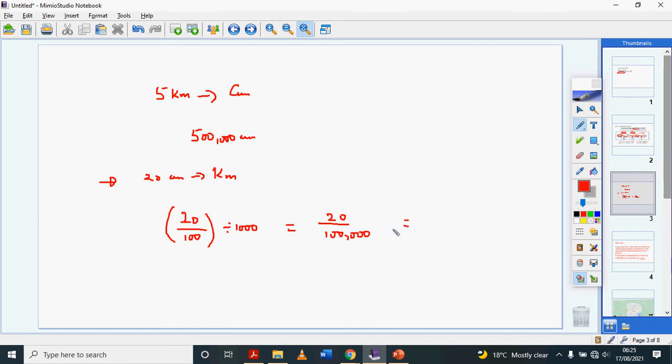When I divide this, I'll get 2 divided by 10,000, which is the same as 0.0002.